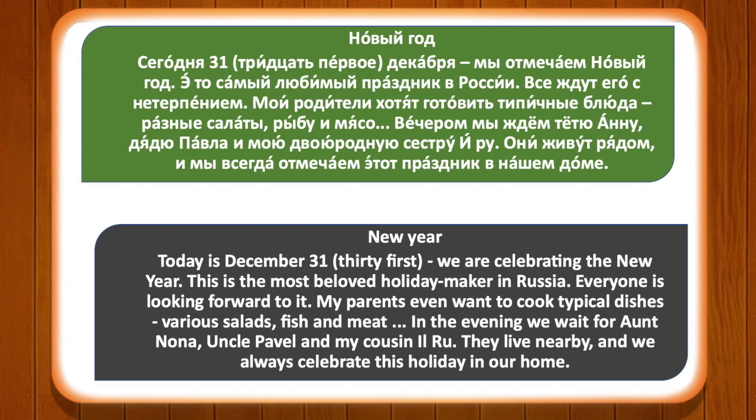Мои родители хотят готовить типичные блюда. So for родители we have used the pronoun мои in plural. So typical dishes or the regular dishes. Разные салаты. As you know, in Russia there is a tradition of having a lot of food items, especially when you celebrate the new year or birthday or wedding. So that is why their table is full of many different items which we normally don't find in India.